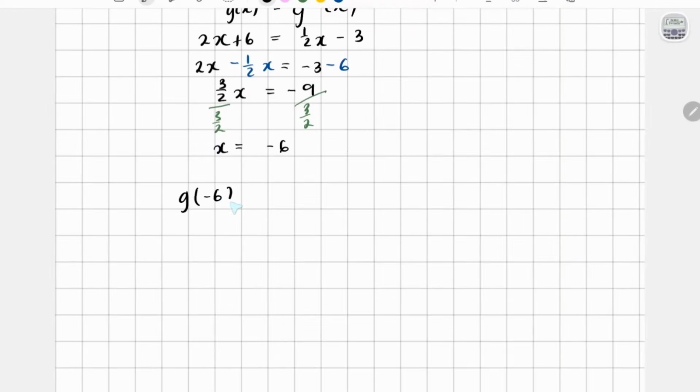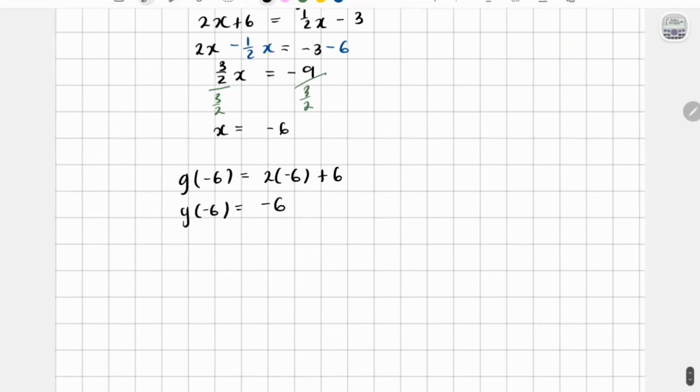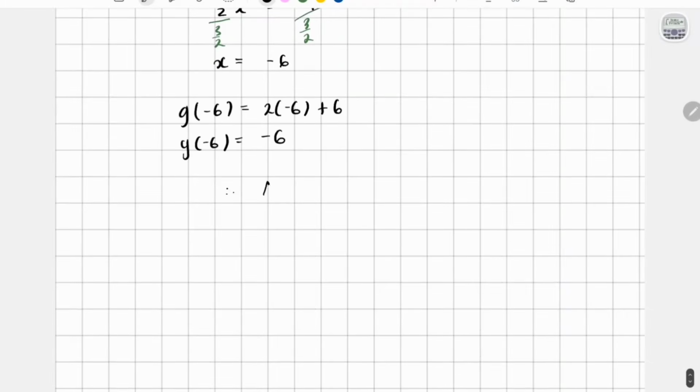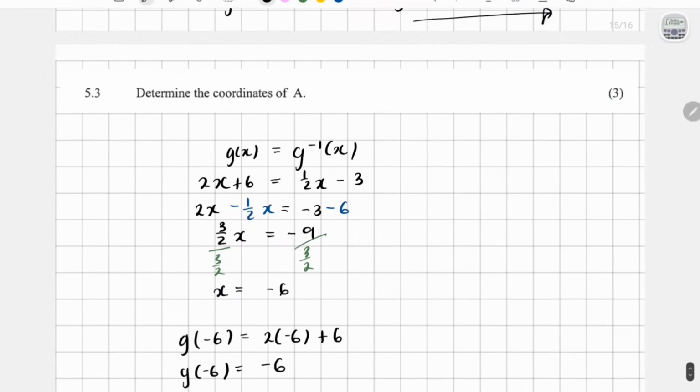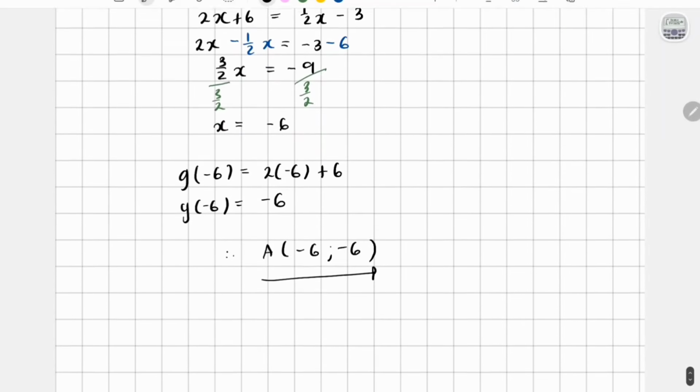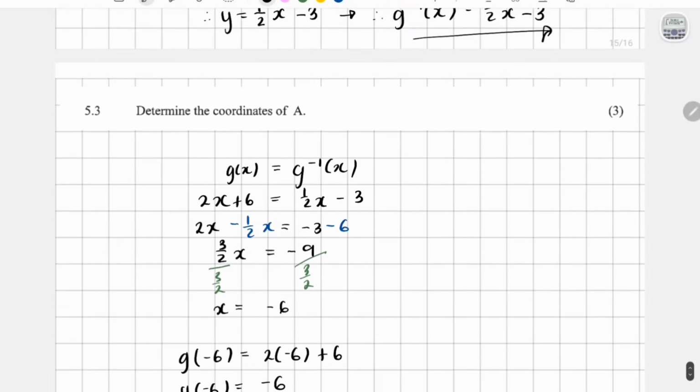So g of negative 6 is equal to 2 times negative 6 plus 6. And let's just see what we get here. So that's going to give you negative 12. Negative 12 plus 6 is negative 6. So our coordinate for A is just negative 6 and negative 6. Okay, so that is question number 5.3, and that is for 3 marks. Moving on to the next question.